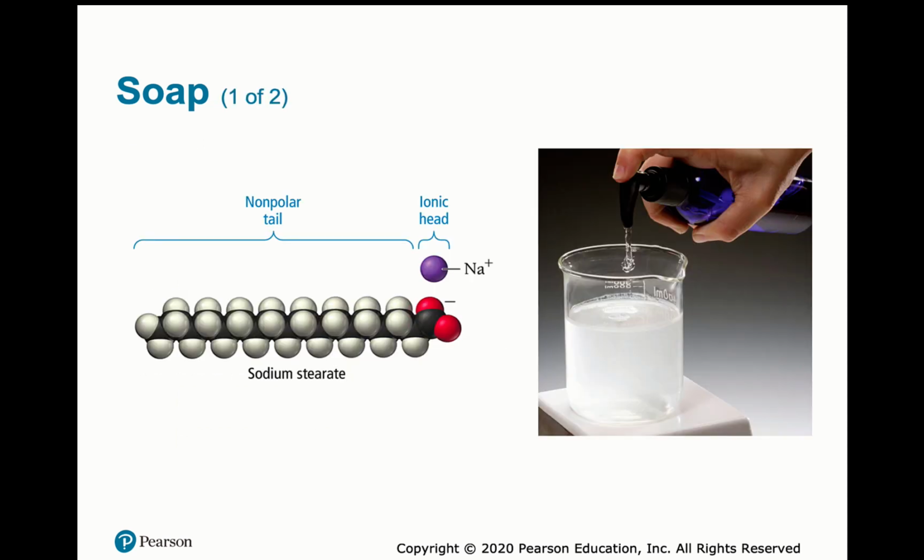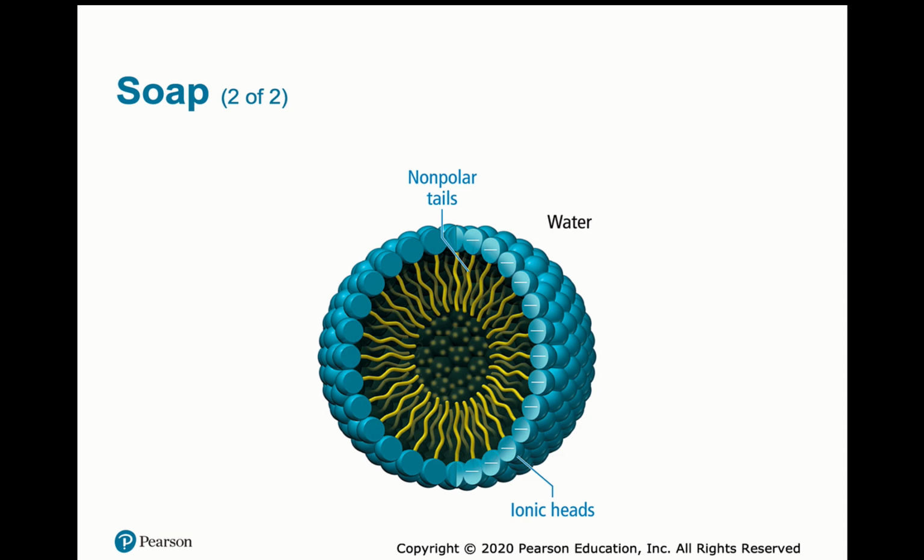And here is soap. You have the nonpolar tail and then the ionic head. So sodium stearate is generally made from stearic acid. That's a fatty acid, also frequently found in animals. And you can mix soap to form the suspension. It forms a micelle. So, for instance, you have a droplet of dirt or oil that's not dissolved in water.